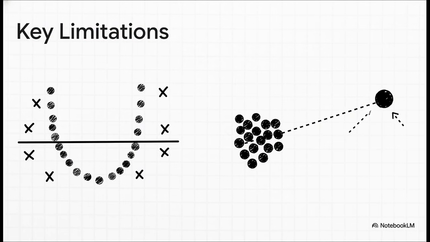But look, no tool is perfect, right? And it's super important to know the limitations. Its biggest weakness is right there in the name, linear. If the real pattern in your data is a curve, trying to fit a straight line to it is, well, it's not going to work out very well. It's also really sensitive to outliers, those extreme data points. Imagine one gigantic mansion in a neighborhood of tiny bungalows. That one house could pull the whole line out of whack.